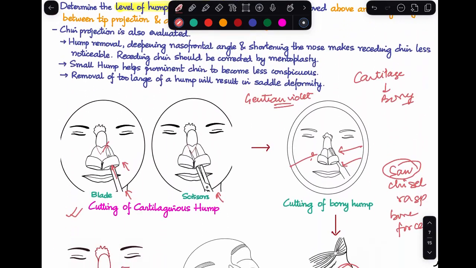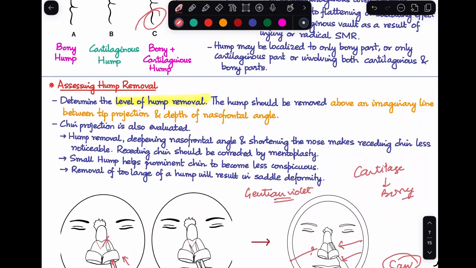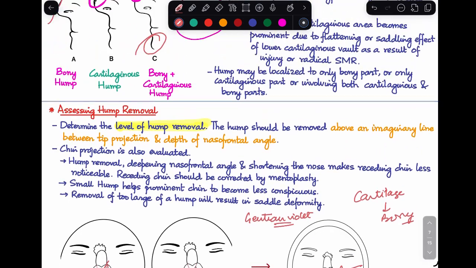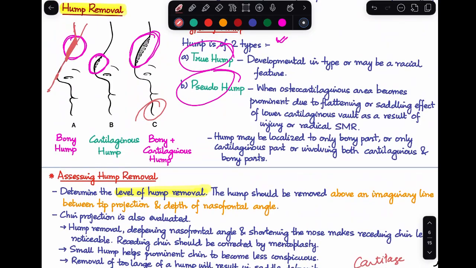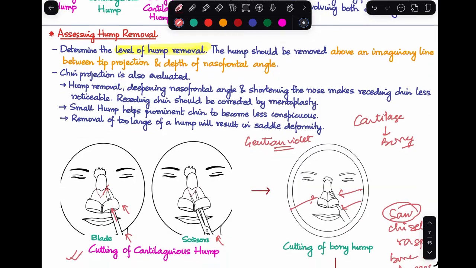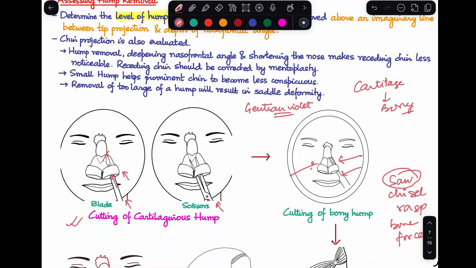So what have we done here? First of all, we spoke about the different types of hump, and it can be a bony part, it can involve the cartilaginous part, or it can involve both of it. So once you have done the assessment of hump removal, which is usually above an imaginary line passing through the tip projection and the nasofrontal angle depth, now we have decided, so we'll mark the area with the help of gentian violet. Then first we'll remove the cartilaginous hump and then we will cut the bony hump.